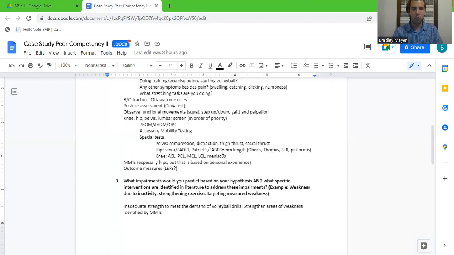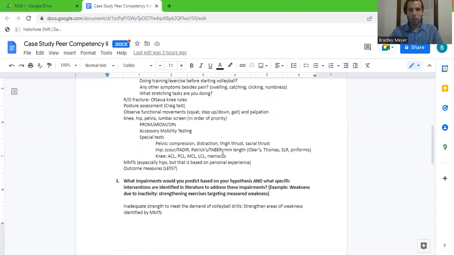After that, I would maybe observe her perform some functional movements, like squatting or stepping up and down. Along with that, do some palpation to see if there are any tender areas, or if I can just with my hands feel any kind of abnormal alignment.